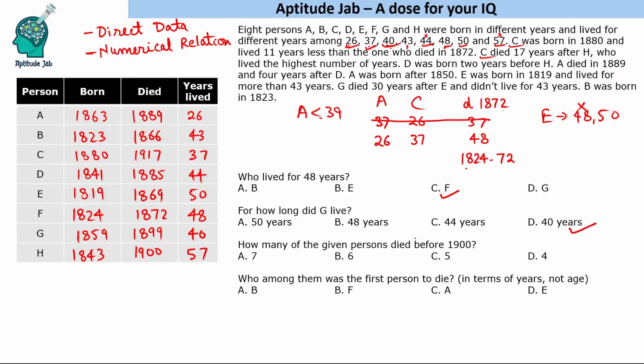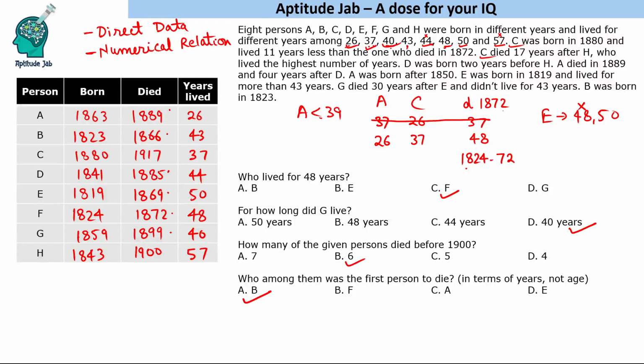How many of the given persons died before 1900? Let's look at the death years: 1, 2, 3, 4, 5, 6. So there are 6 people who died before 1900. Who was the first person to die in terms of years, not age? Age wise A is the youngest, dying at 26, but we have to tell in terms of years. The earliest is 1866, so B was the first person to die.